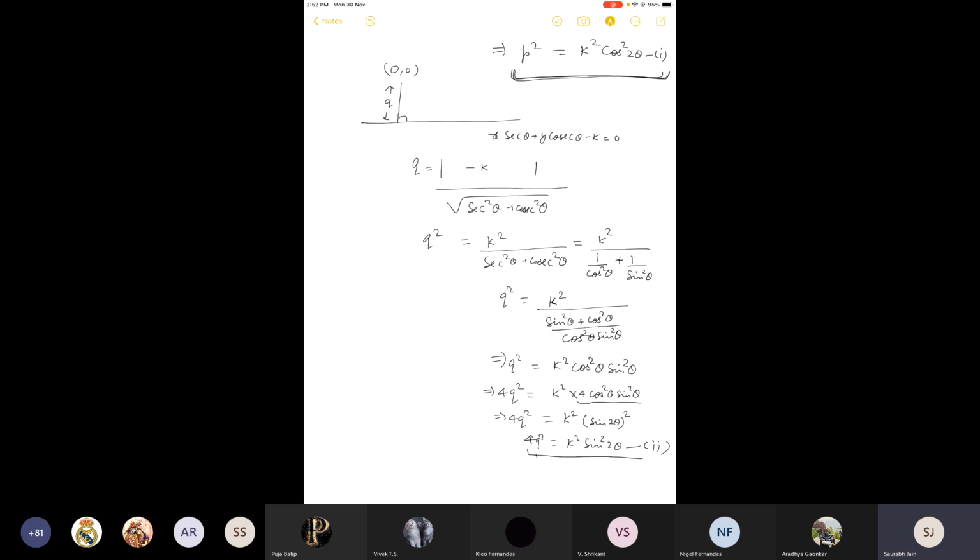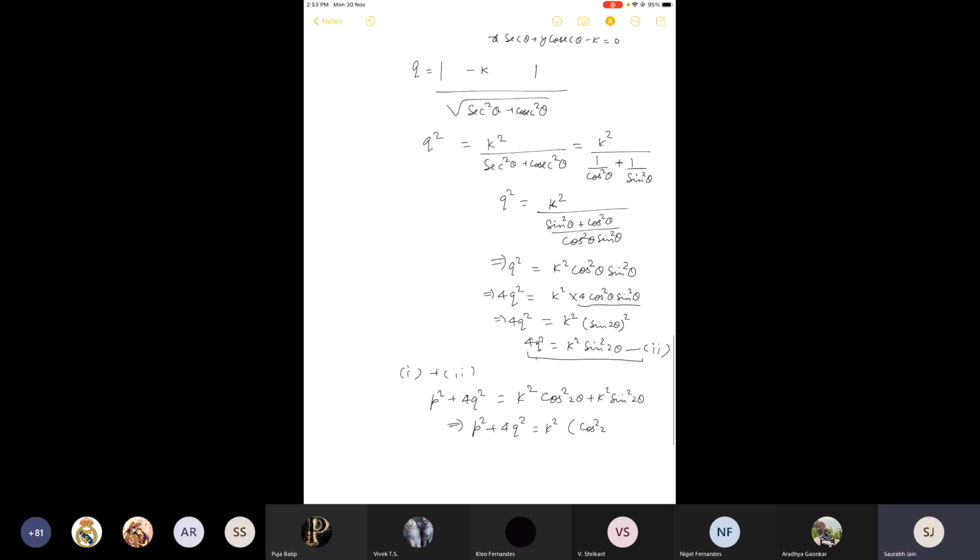Take k square common, rest it will be 1, cos square 2 theta plus sin square 2 theta identity. So that is what we have to prove, that p square plus 4q square equals k square. This is the result. This was the 16th question.